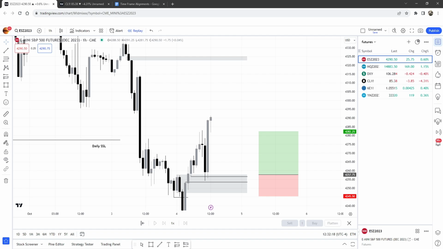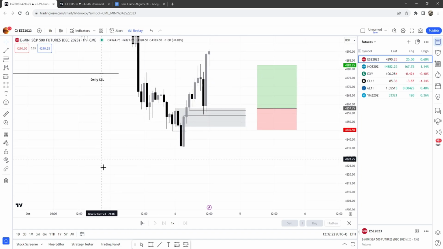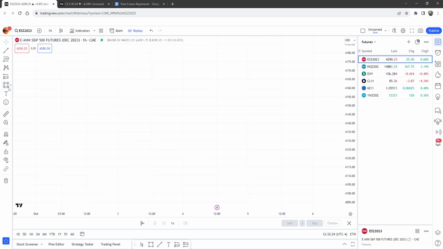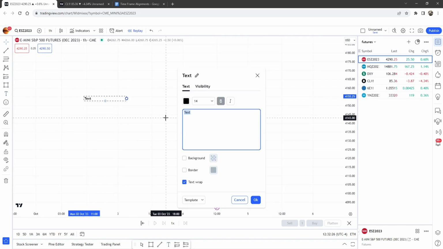I have trouble identifying the breaker block. Can you explain? The breaker block, I'll write it out here. I'm writing out both of the breaker blocks here.